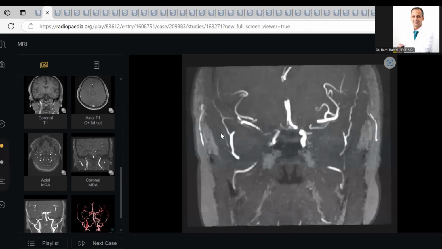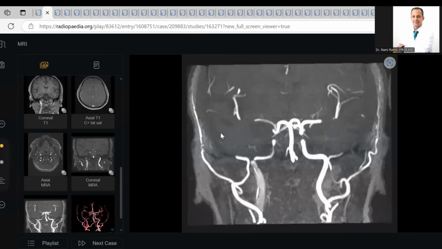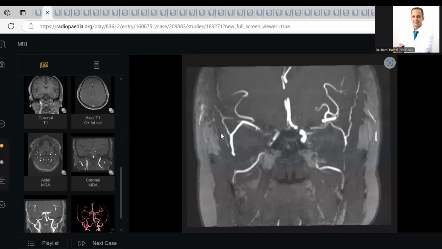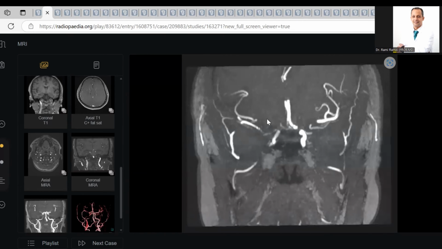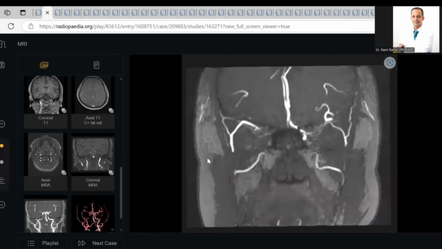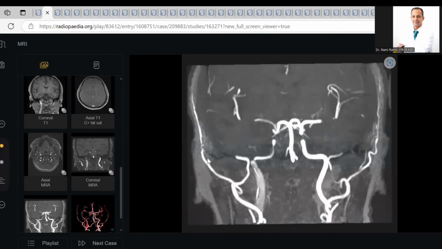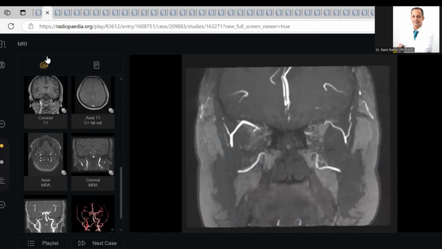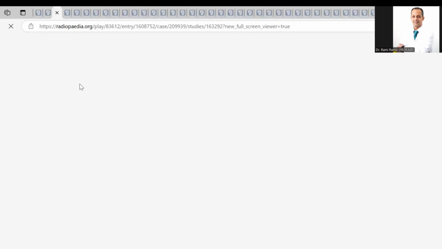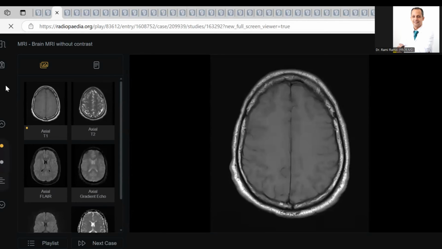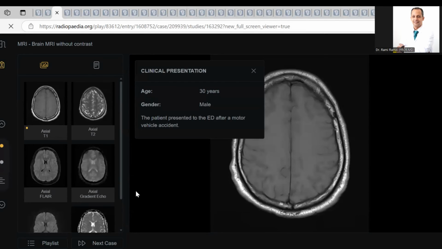Where is the right here? So give me the differential diagnosis, final diagnosis. I think there is a dissection involving the cervical region of the right ICA, and that's why the distal part is not clearly identified on the post-contrast.